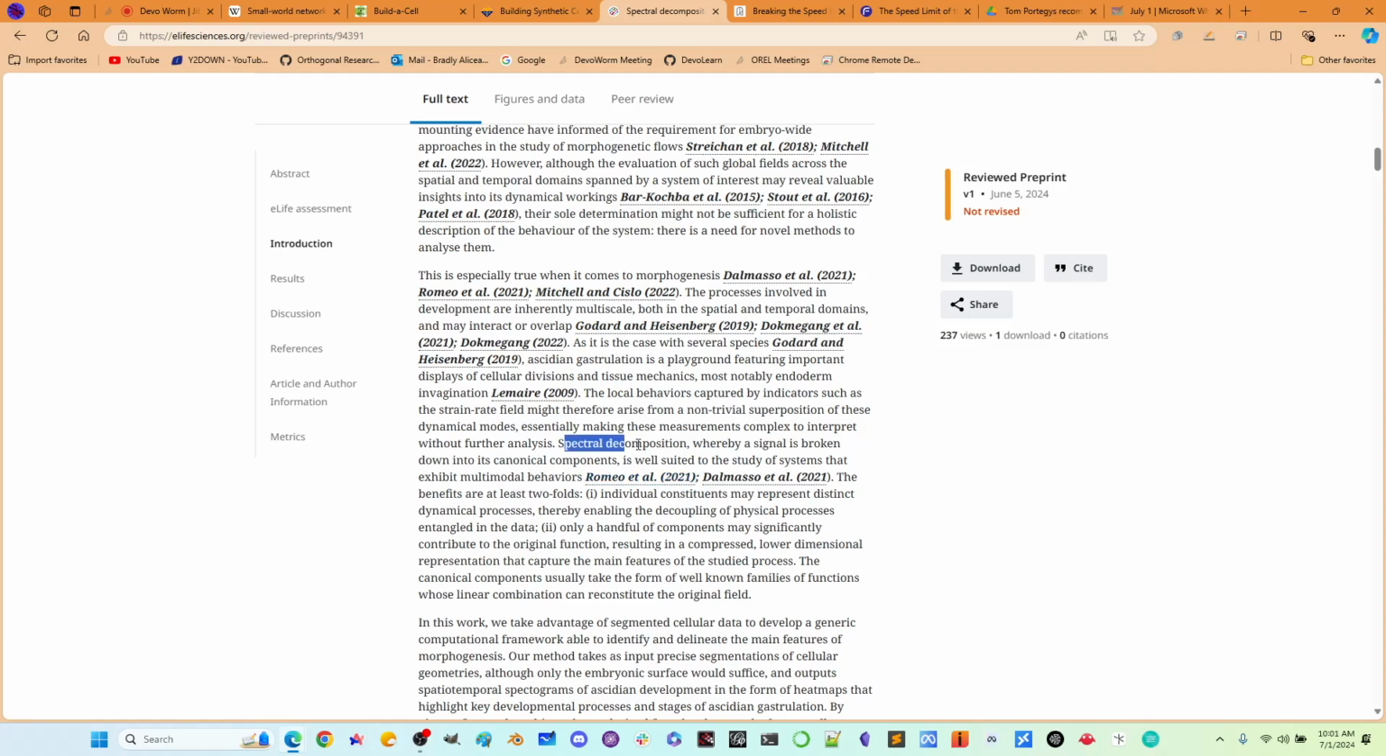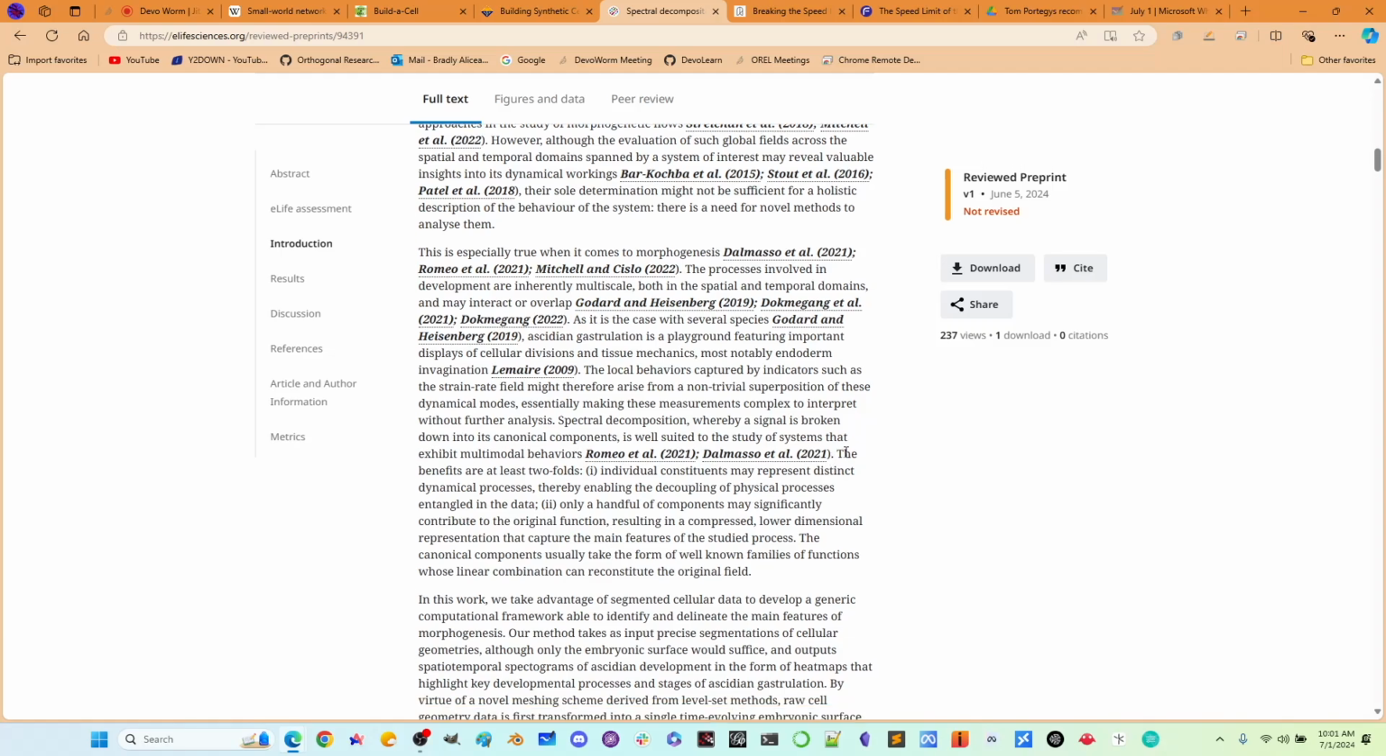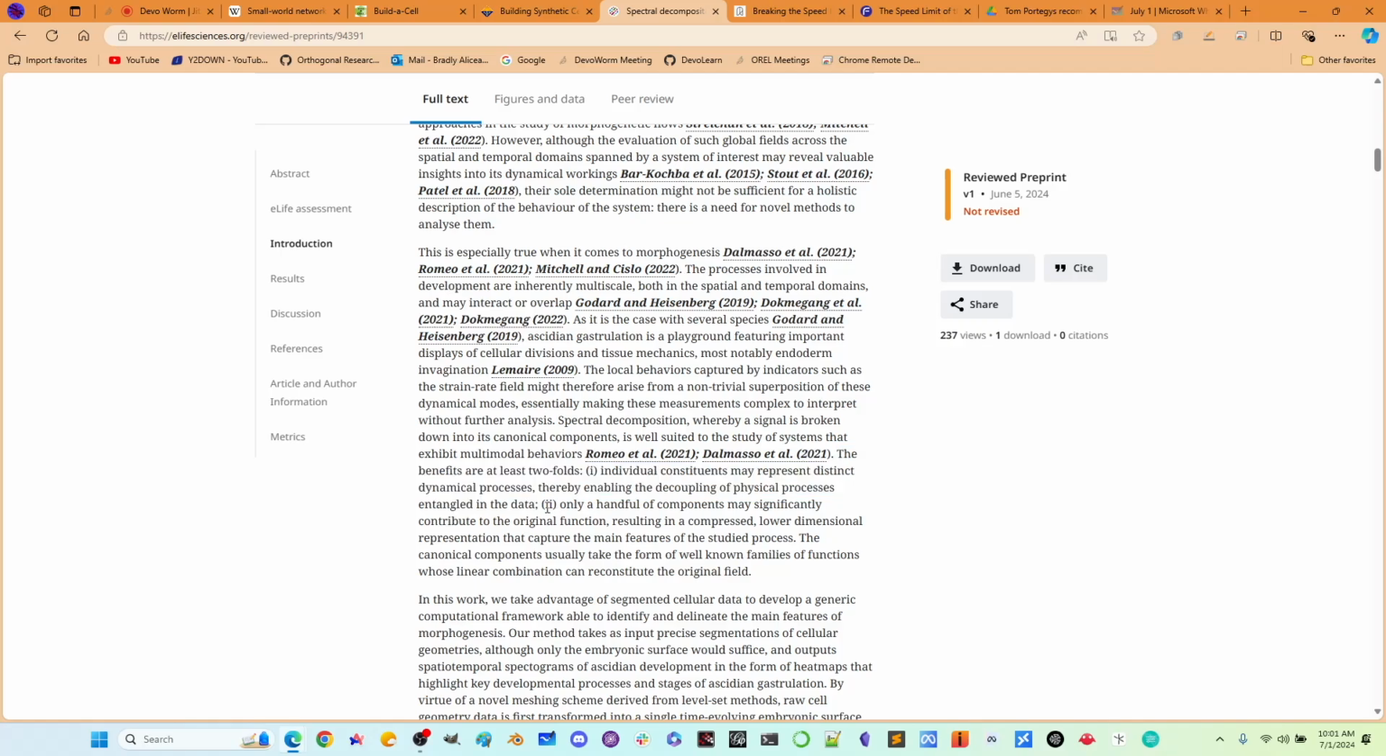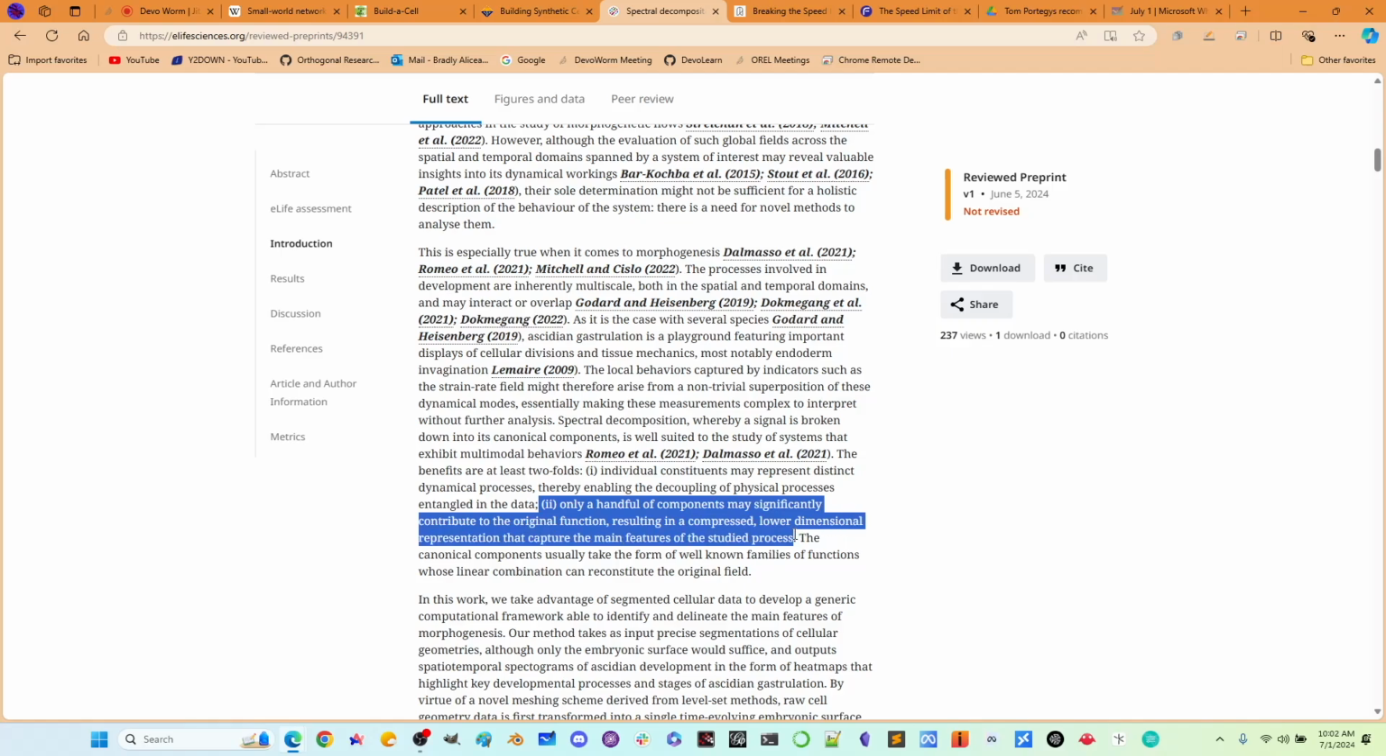Then they talk about spectral decomposition, and these are the references here: Romeo et al. 21 and Del Mazo et al. 21. Spectral decomposition, where a signal is broken down into its canonical components, is well suited to the study of systems that exhibit multimodal behaviors. The benefits are at least twofold. The first is that individual constituents may represent distinct dynamical processes, thereby enabling the decoupling of physical processes entangled in the data. And two, only a handful of components may significantly contribute to the original function, resulting in a compressed, lower dimensional representation that captures the main features of the studied process.